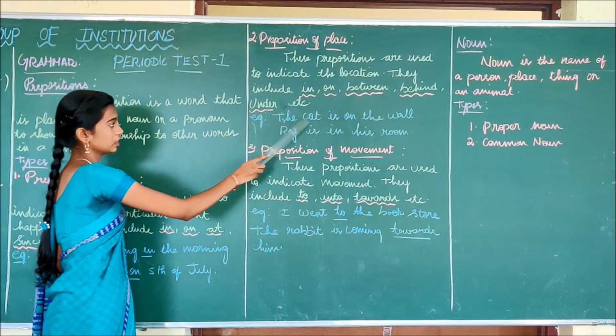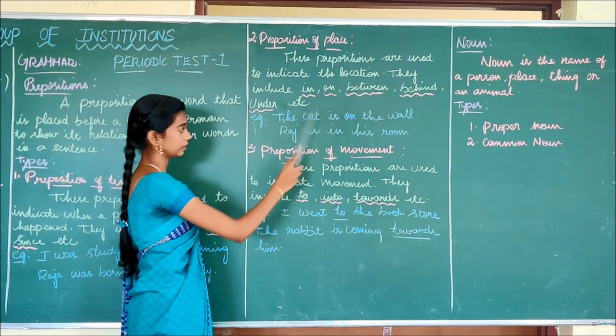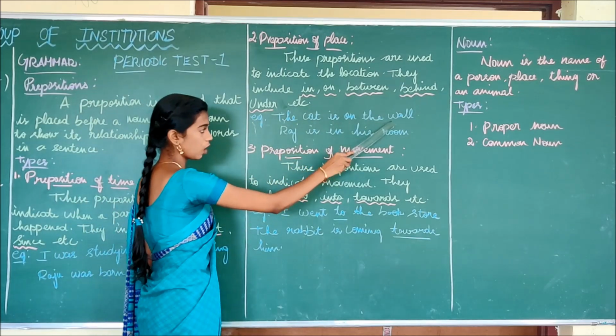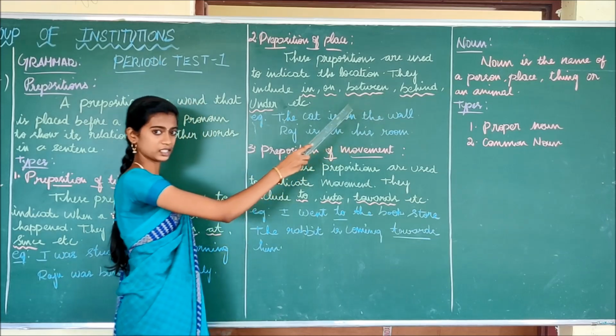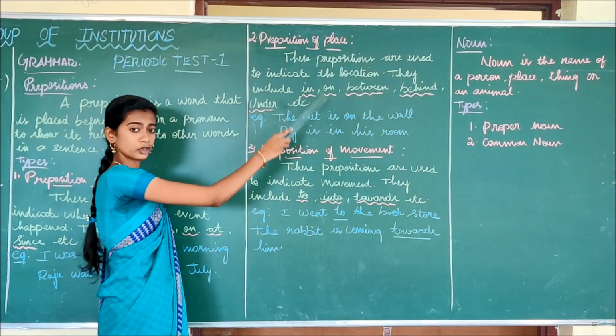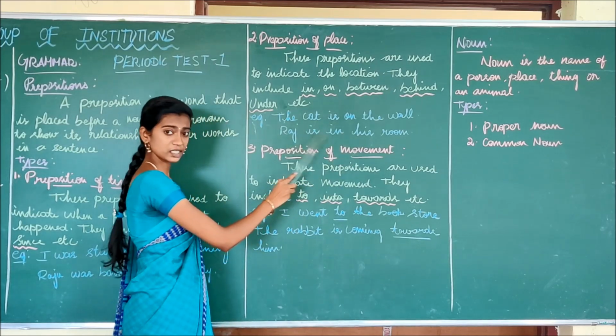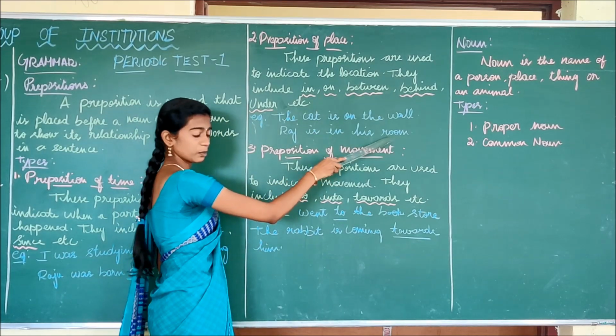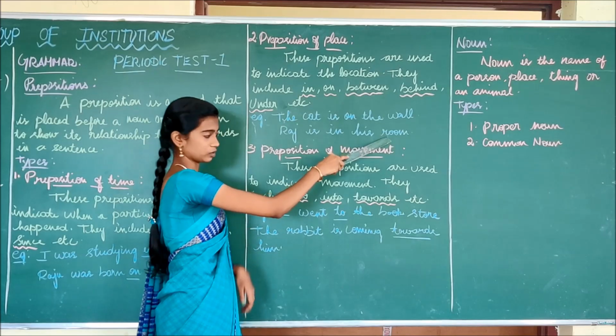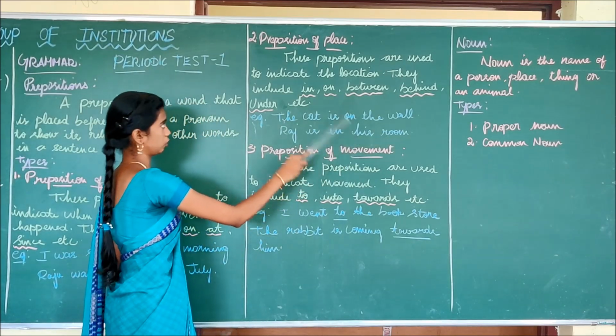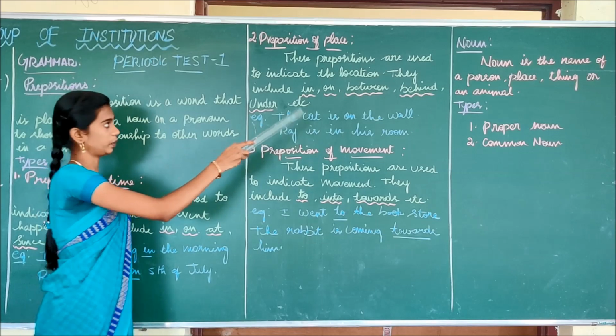For example, the cat is on the wall. So the wall is the place where the cat is sitting. So this indicates the preposition of place. Raju is in his room. So what is his room? It indicates the place. Raju is in his room. So this is the preposition of place.